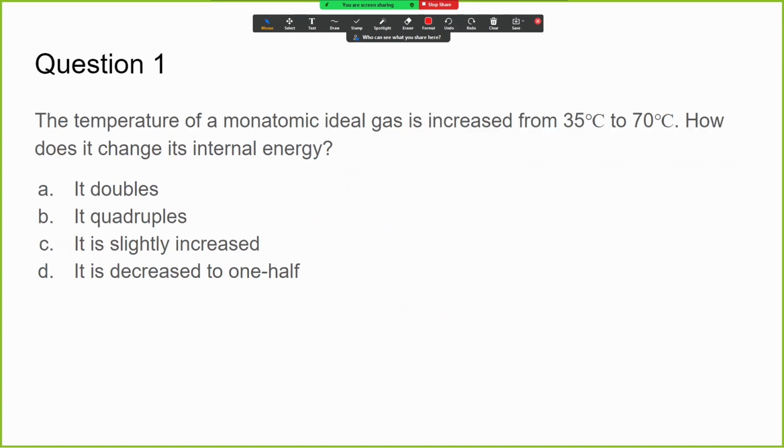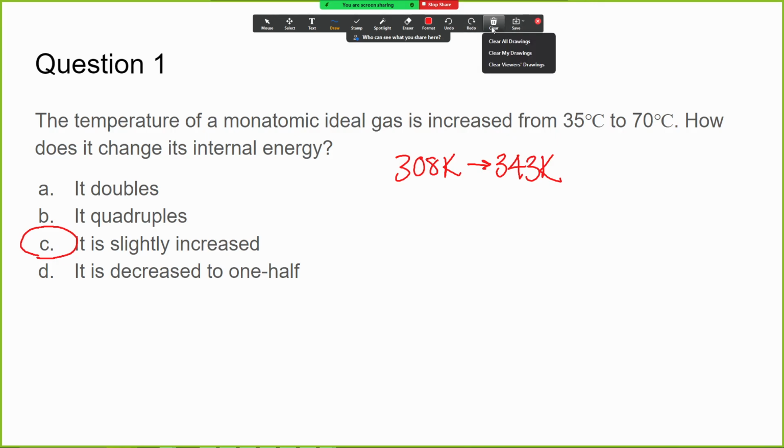So we could do a couple of questions here now. The temperature of a monatomic ideal gas is increased from 35 degrees Celsius to 70 degrees Celsius. How will its internal energy change? Hopefully you're able to realize that it will slightly increase. Remember that temperature has to be in Kelvin. So this is really 308 Kelvin to 343 Kelvin. Why is math so hard for me lately? So this is only a slight increase in temperature, so hopefully that makes sense.